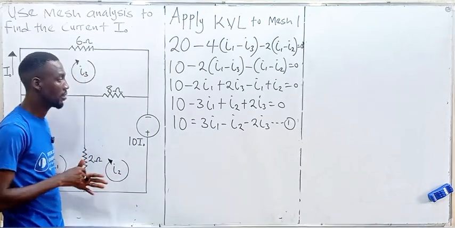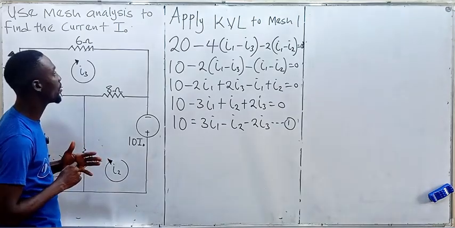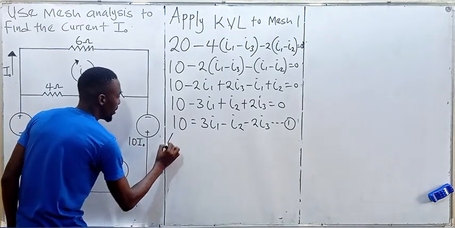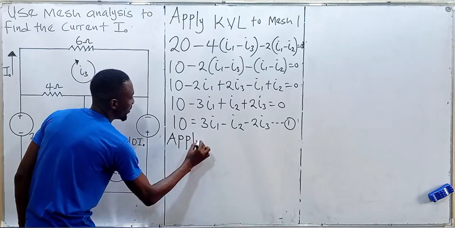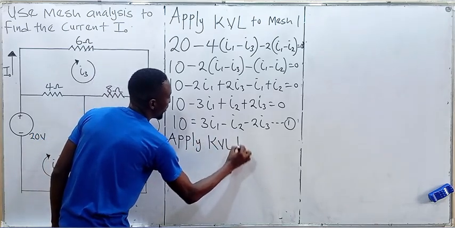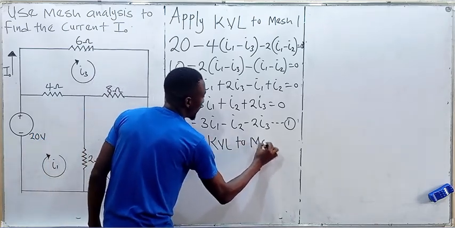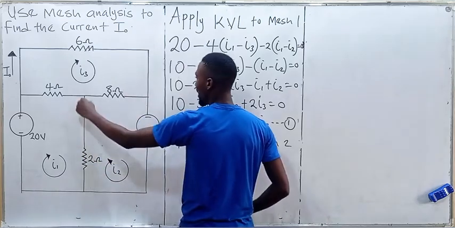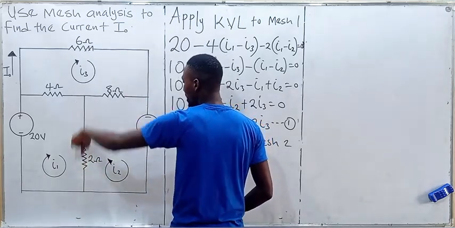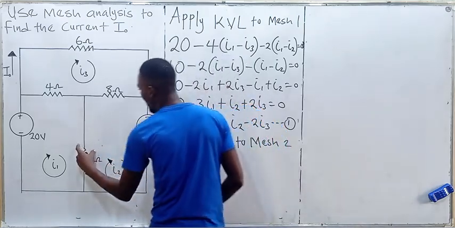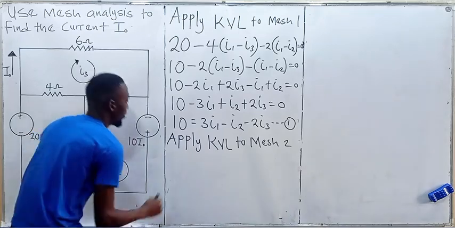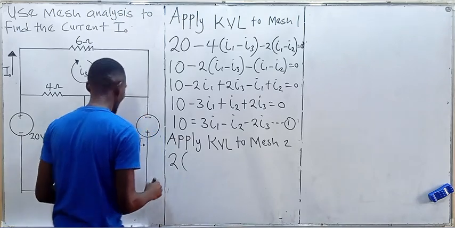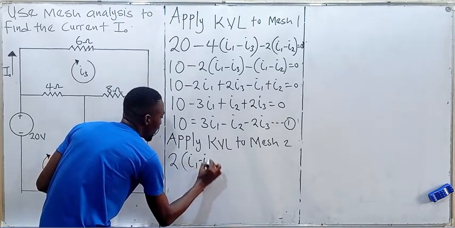All right. Now the next thing we are going to do is to apply the Kirchhoff voltage law to mesh 2. Apply the KVL to mesh 2. Here is mesh 2, and don't forget the direction of current entering into this branch is going downward, and we are going upward. So we are going to consider a positive voltage drop across the 2 ohm resistor. It's between mesh 1 and mesh 2, so it's going to be I1 minus I2.